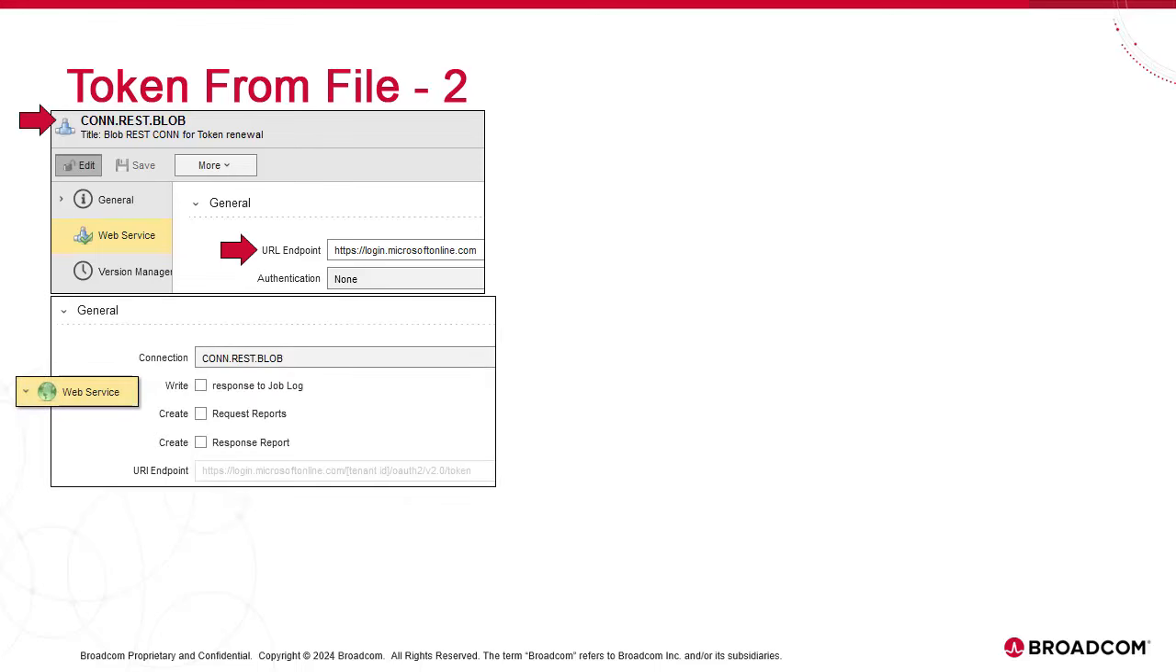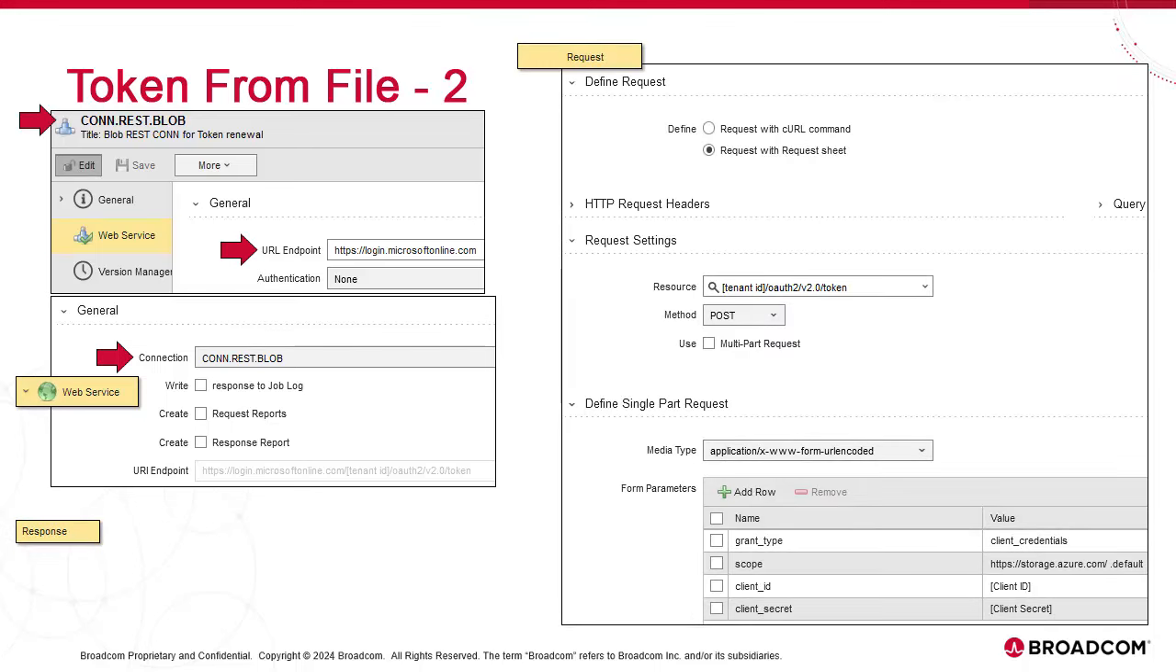In the general section of the web service page, you add the con objects. Then you expand the web service page where you see two sections, request and response. In the request section under define requests, you select the request with request sheet option. Under request settings, you add the resource, which we mentioned earlier. It requires the tenant ID and the token details, OAuth 2 and the version. The method is always POST. The media type provides several options, and we select URL encoded.